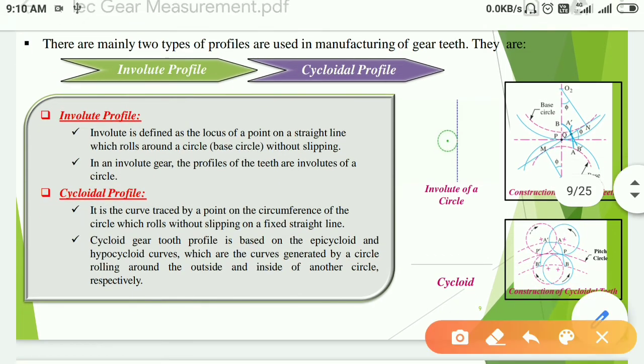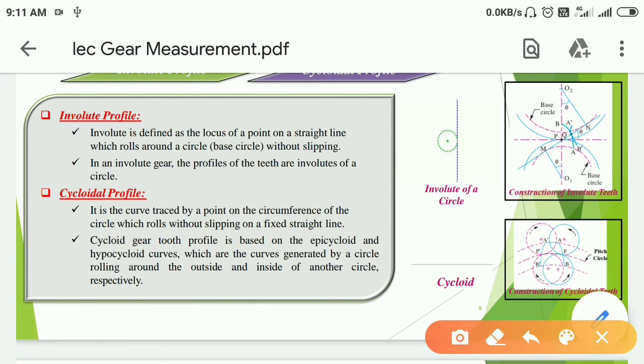Involute profile. Involute is defined as the locus of a point on a straight line which rolls around a circle without slipping. So, it will be like this. In an involute gear, the profile of the teeth are involute of a circle.